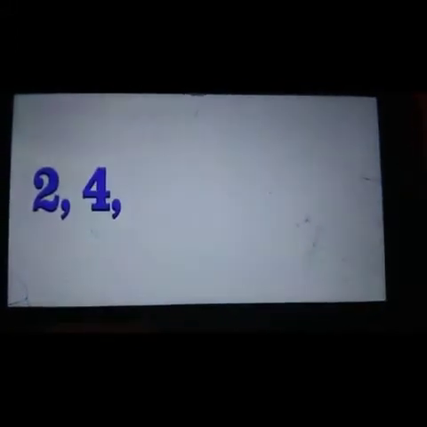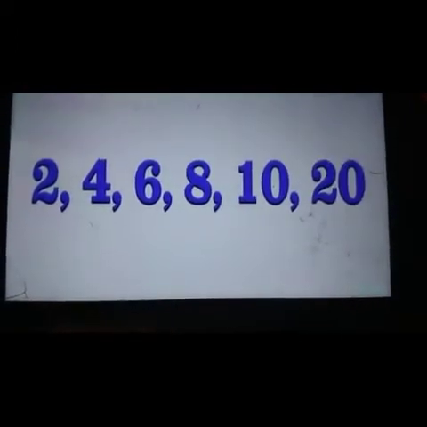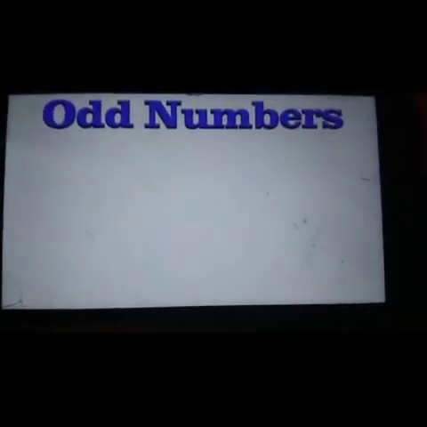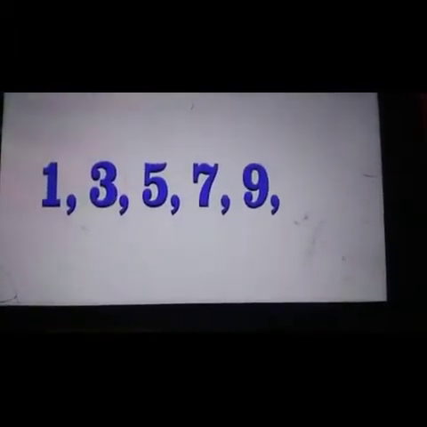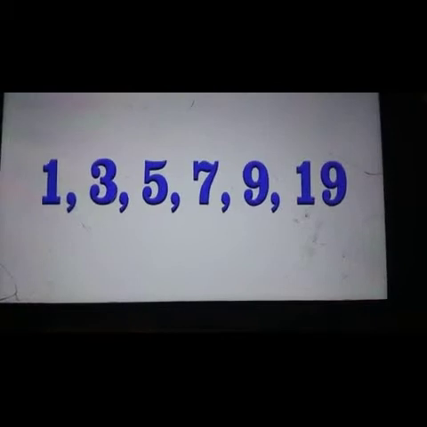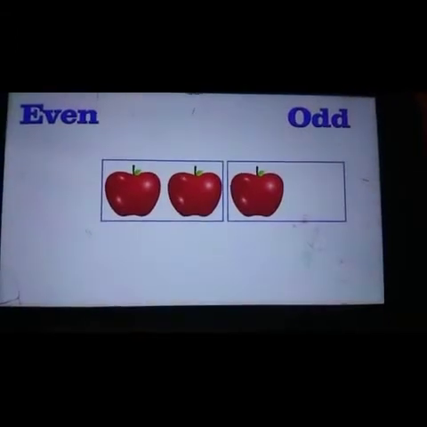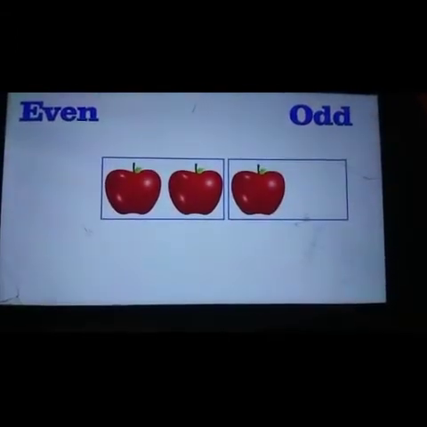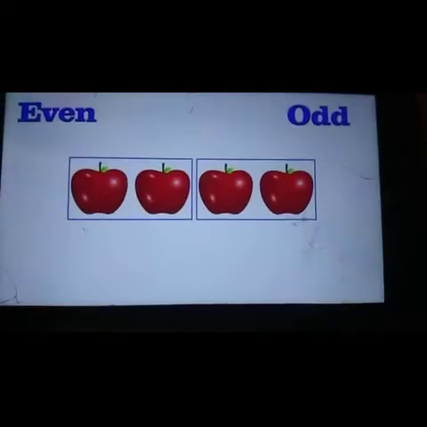So, even numbers are 2, 4, 6, 8, 10 and 20. Some odd numbers are 1, 3, 5, 7, 9 and 19. One way you can see even and odd numbers is with this example. Here the two apples are paired together and one is left. So that was odd.